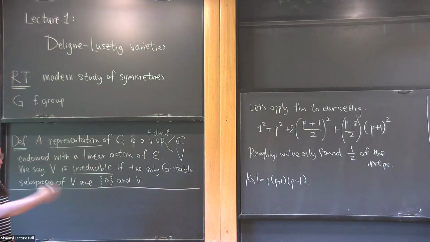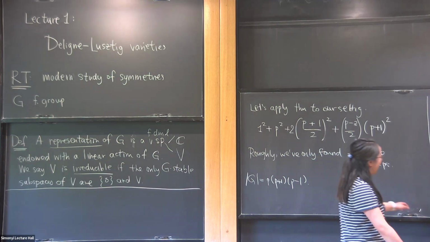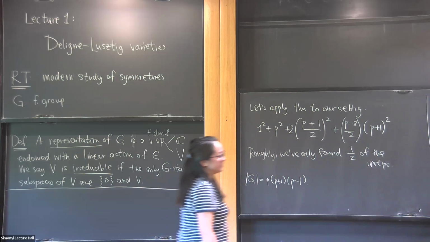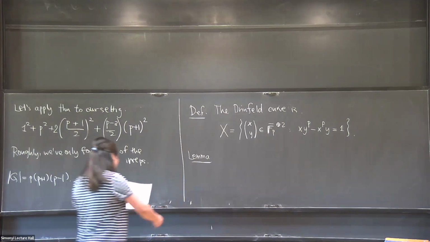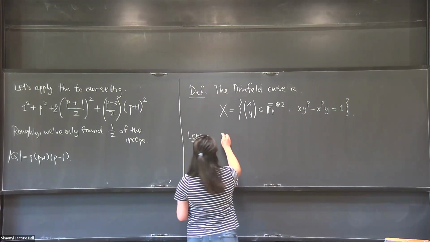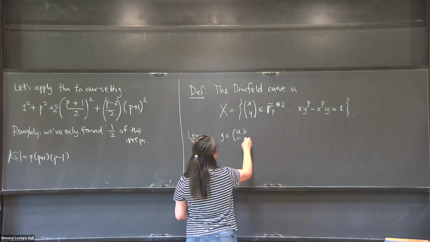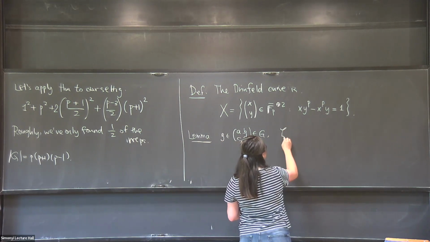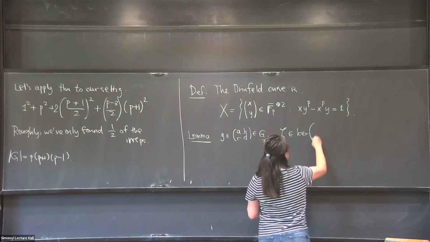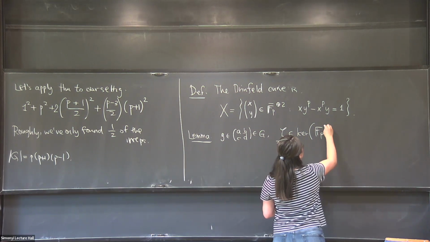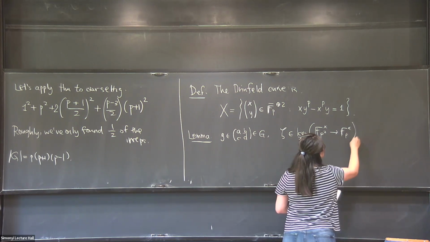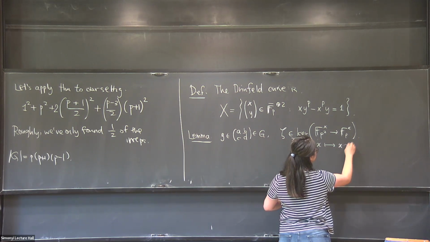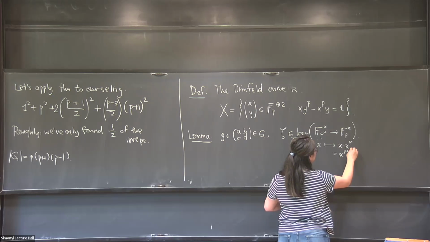And for a pure mathematician, another place that groups arise is in symmetries of something like this. This is not a vector space, but it's a curve. It's a beautiful object. And so here's the lemma: if you take any G inside SL2(F_p), and any zeta inside the kernel of the map from F_{p^2}^* to F_p^*. This map goes like this: you take x and map it to x times x^p, which is the same as x^{p+1}.